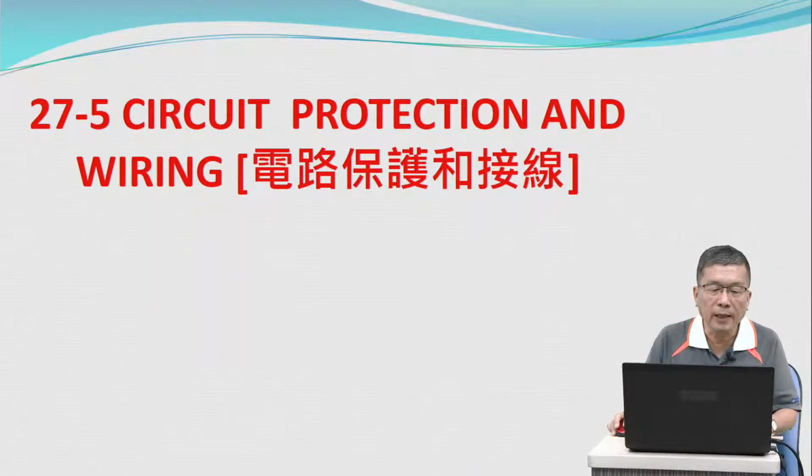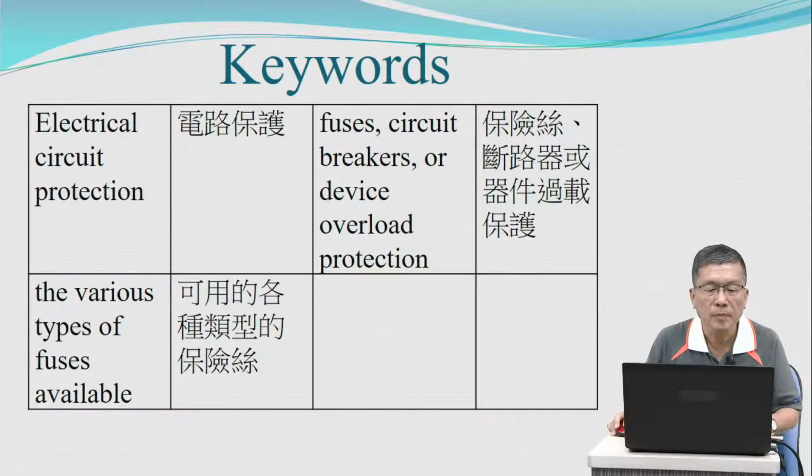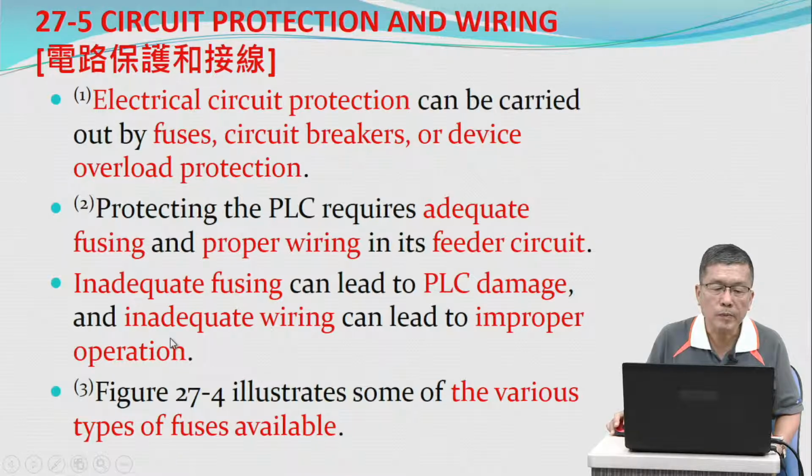Circuit protection and wiring. The keywords: electrical circuit protection, fuses, circuit breakers, or device overload protection. The various types of fuses available. Electrical circuit protection can be carried out by fuses, circuit breakers, and device overload protections.